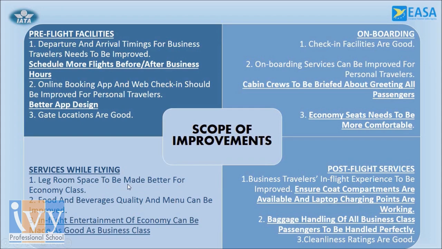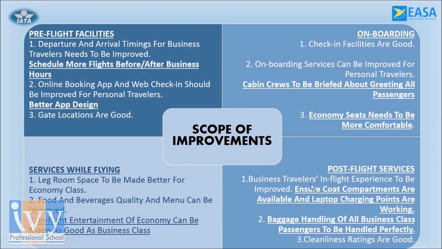For the services while flying, the legroom space should be made better for the economy class. That's understandable, that's why it is the economy class, but improvements can be made. There is scope of improvement in everything. Food and beverage quality on the menu can be improved further. There is no stopping them. And the in-flight entertainment for the economy class can be made as good as the business class, because the business class passengers were far happier with the in-flight entertainment.